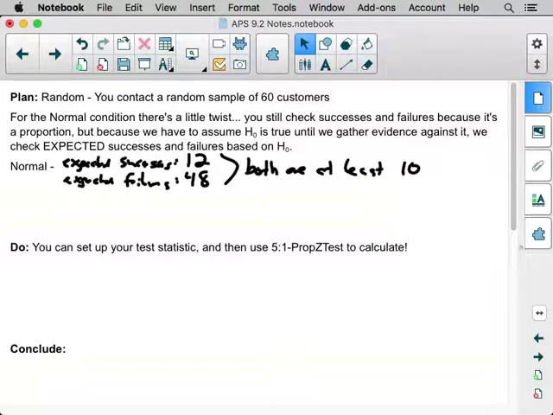And what's the last condition that we check? Independent. And what do we say for independence? Less than 10%. Now, I don't just want to say less than 10%. We do want to make it a full statement. So our sample is less than 10% of what? Of all customers for the company, yes.